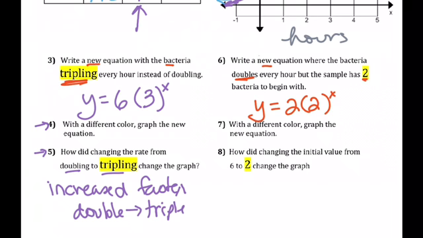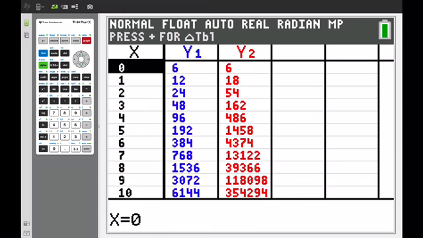Okay, so one more time, I'll show you on the calculator how to enter this in. If you don't need that, then you can skip past that, but you need to be able to put these equations into your calculator and be able to get the table that goes along with it. The next question says write a new equation where the bacteria doubles every hour, but the sample has 2 bacteria to begin with. So I'm going to start with 2, and it's going to double, so it's going to go 4, 8, 16, and so on. So I know what I want it to do. Let's make the calculator do it.